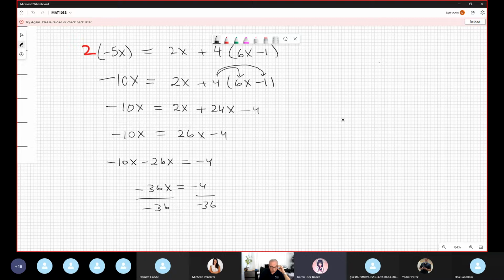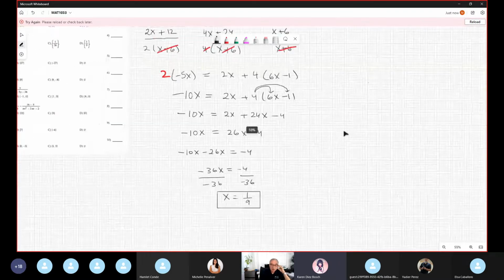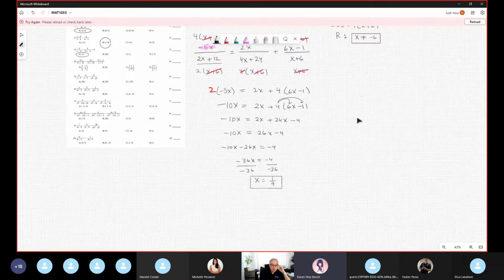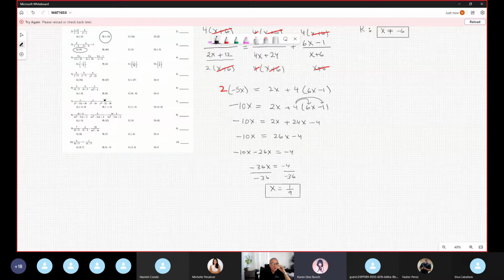Negative. x is equal positive, because negative divided by negative is positive. And you reduce to lowest terms, of course. I know very well, 9 times 4, this is 1 over 9. There is no coincidence with the restriction, because the restriction is negative 6. No problem. I understand very well. The option D is the answer.